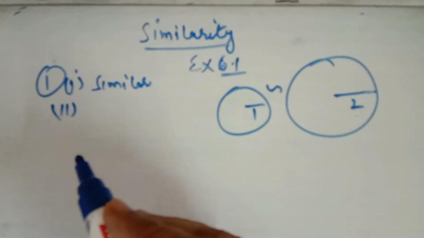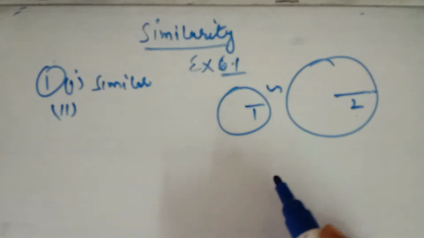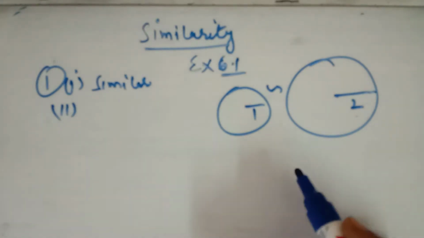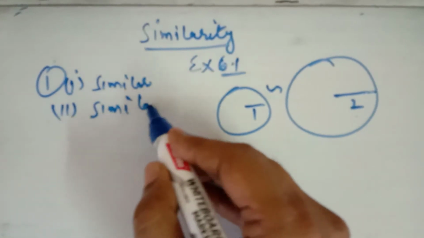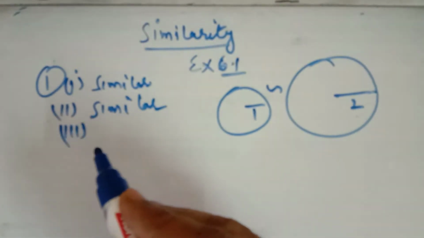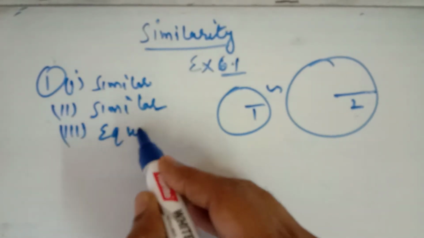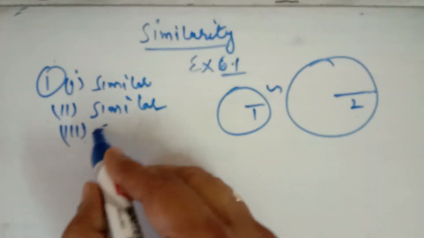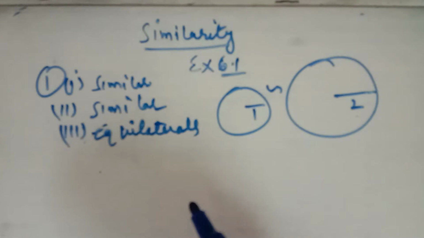Second, all squares are similar. Why are they similar? Again, I gave the example of the square in the last video. The shape of squares is always the same because they have 90-degree angles at the vertices, but their size can be different. A square can be of 2 centimeter and another square of 3 centimeter. So again, all squares are similar. Third, all equilateral triangles are similar because they have the same shape.